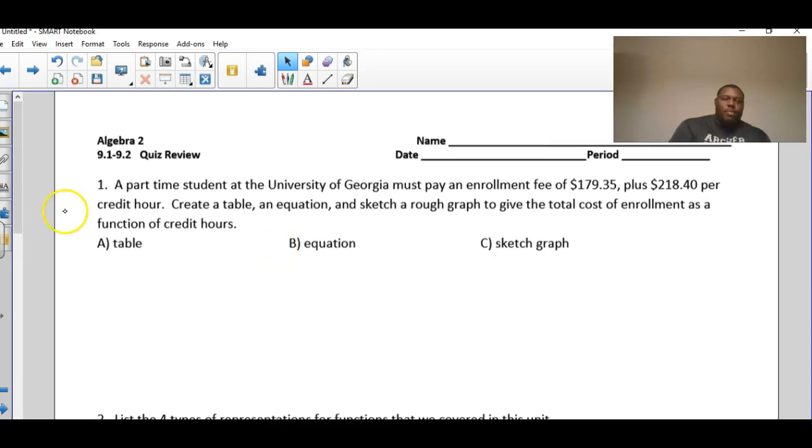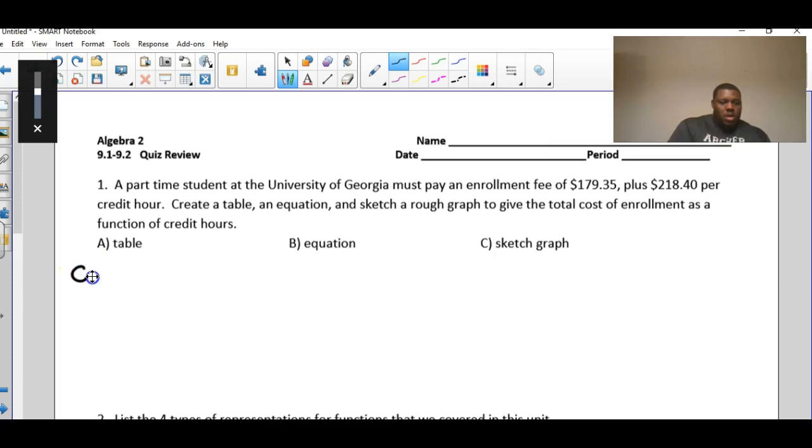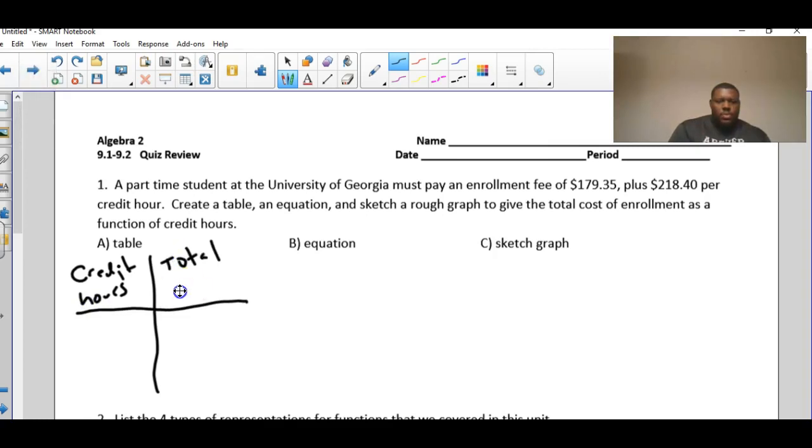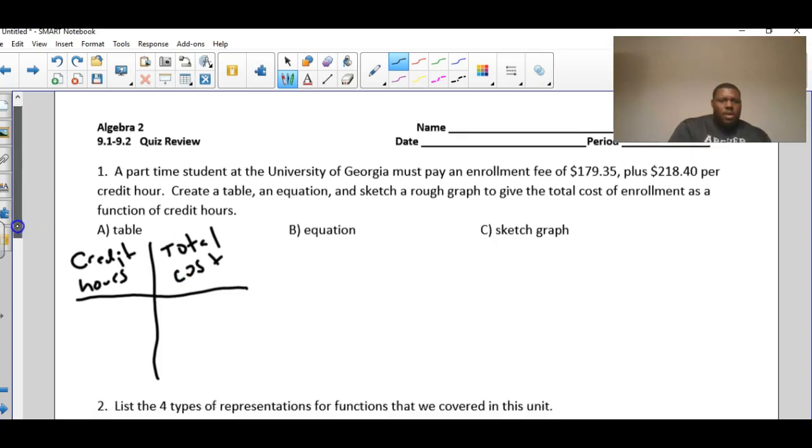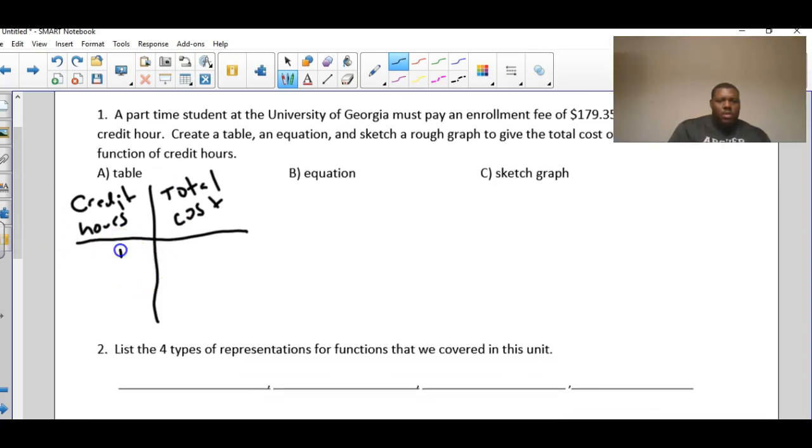So here's how we're going to look at this table, guys. Simple. We're going to go credit hour on one side, then we're going to have total cost. So with that being said, let's make our table. Let's say if I took 1 credit, 1 credit is going to be, well, hold on. Let's backtrack real quick.